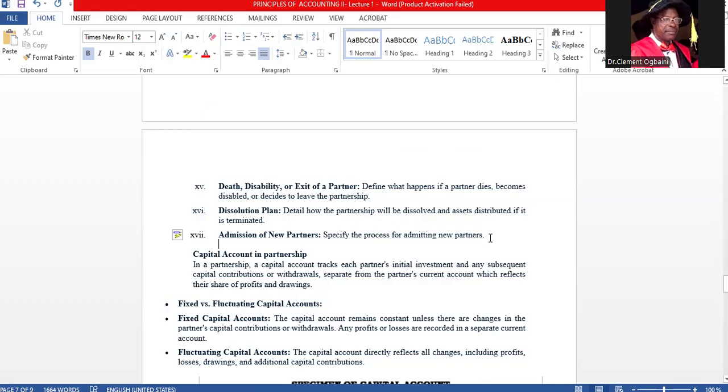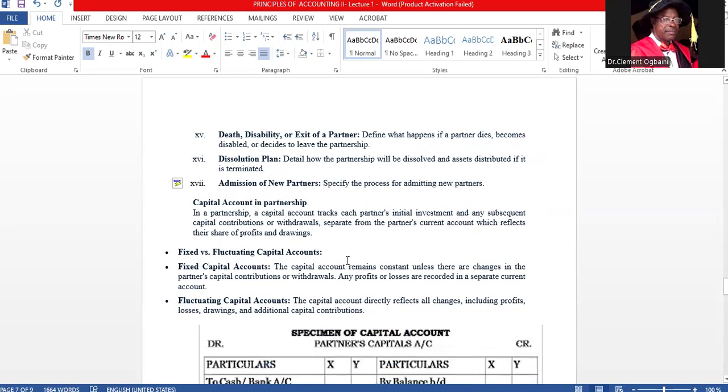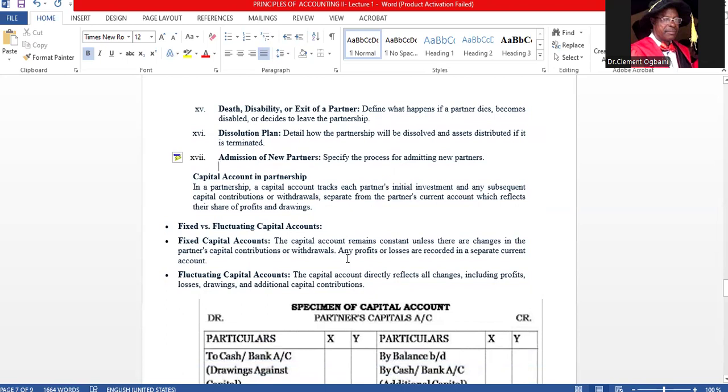So the next now is, what are those accounts that we prepare for the partnership? We have the capital account, which states the capital invested by each partner. The capital account states the capital contributed by each partner. And it is of two types: the fixed and the fluctuating capital account. The fixed capital account is that the amount contributed is fixed. It doesn't change.